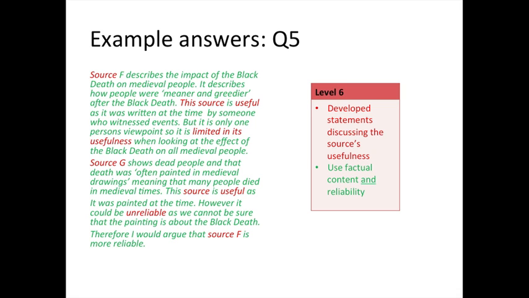Source F describes the impact of the Black Death on medieval people. It describes how people were meaner and greedier after the Black Death. This source is useful as it was written at the time by someone who witnessed events. But it is only one person's viewpoint, so it is limited in its usefulness when looking at the effect of the Black Death on all medieval people. Source G shows dead people, and that death was often painted in medieval drawings, meaning that many people died in medieval times. This source is useful as it was painted at the time. However, it can be unreliable as we cannot be sure that the painting is about the Black Death. Therefore, I would argue that source F is more reliable.